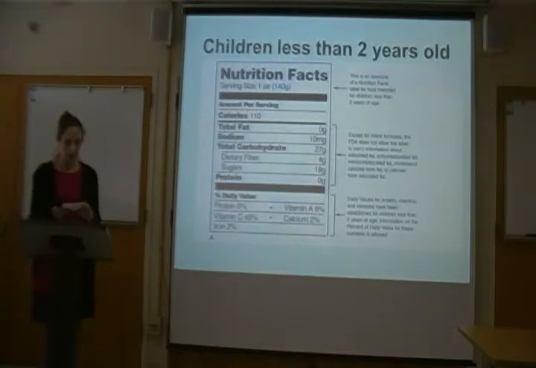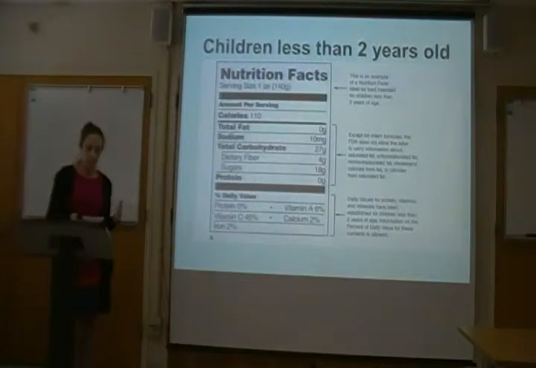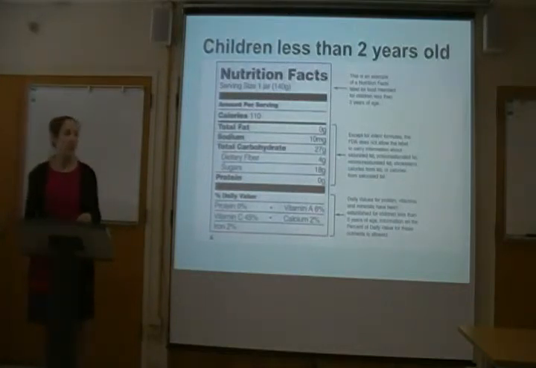You can see that for children less than two, except for on infant formulas, you're not going to see the label carrying information on saturated fat, polyunsaturated fat, monounsaturated fat, cholesterol, or calories from fat, or even calories from saturated fat. In addition, there's not going to be a percent daily value except for the percent DV for protein and for the vitamins and minerals. And so the percent DV that is provided for the protein and vitamins and minerals, those are going to be specific to that age group of less than 2 years old.